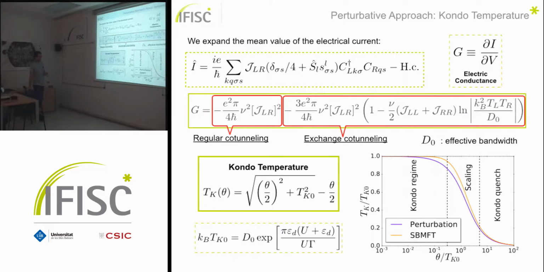We have seen what is done. At the end, at large thermal biases, we heat one reservoir, maintaining the other cold. The Kondo effect disappears. Theta is the difference of temperature between one reservoir and the other.